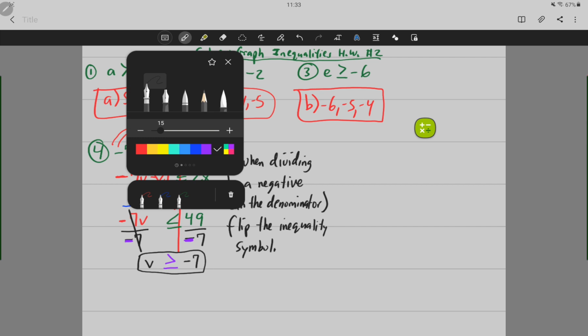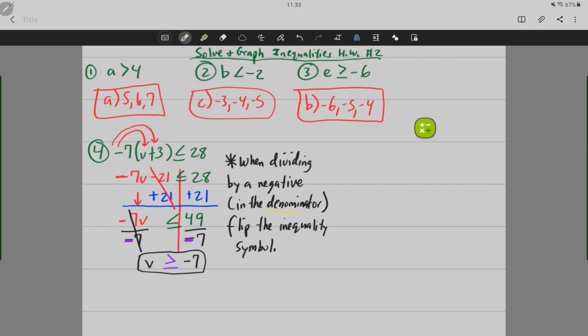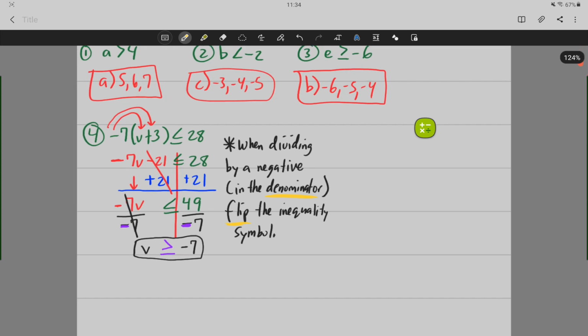All right, let's give it a nice bright color. Hope you remember, when it's in the denominator, we have to flip. All right, so remember that. So we're almost done with number 4, but it's not that bad.